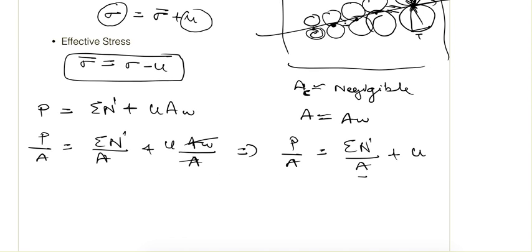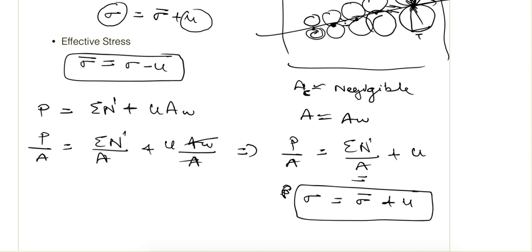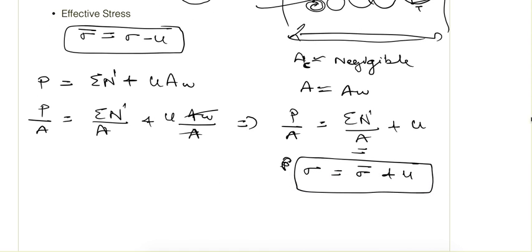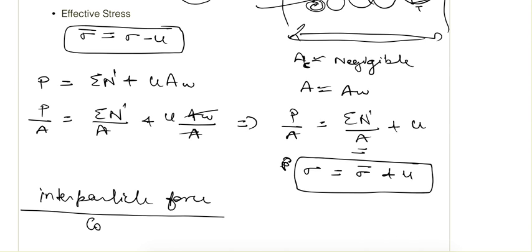And here sigma n dash upon A is the effective stress. So P by A is the total stress, and that is the sum of effective stress plus pore water pressure. So what is the effective stress? Effective stress is the normal component of the interparticle forces divided by the gross area. It is not divided by the contact area of interparticle forces. If we write the interparticle force divided by contact area, that term is called the interparticle stress.